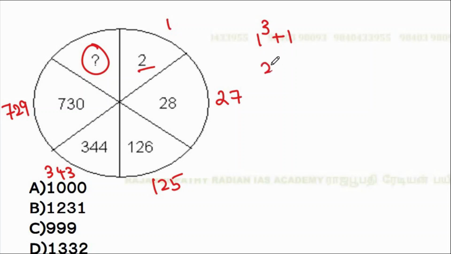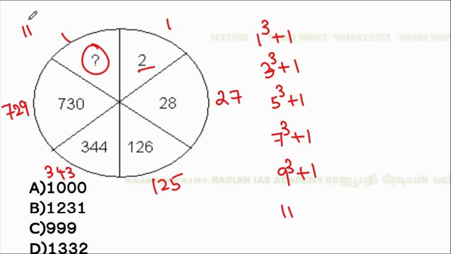So this is 1 cube plus 1, 2. 3 cube, odd number cube plus 1, then 5 cube plus 1, then 7 cube plus 1, then 9 cube plus 1. Therefore, this must be 11 cube plus 1.